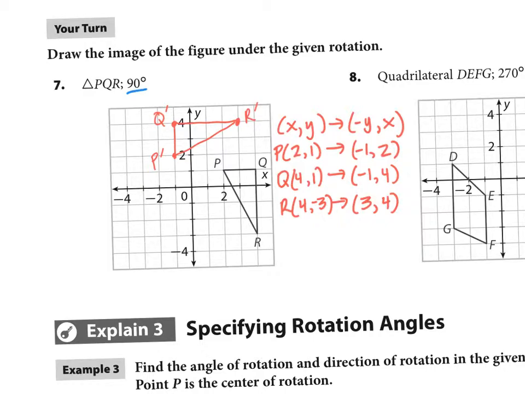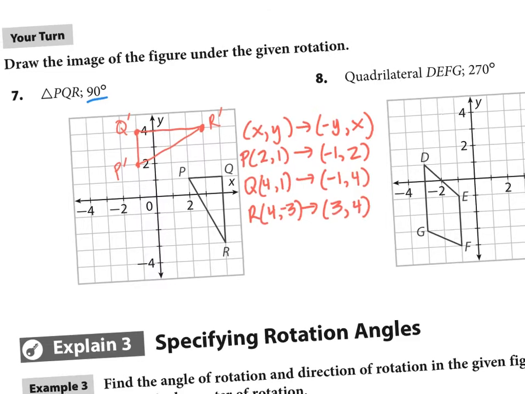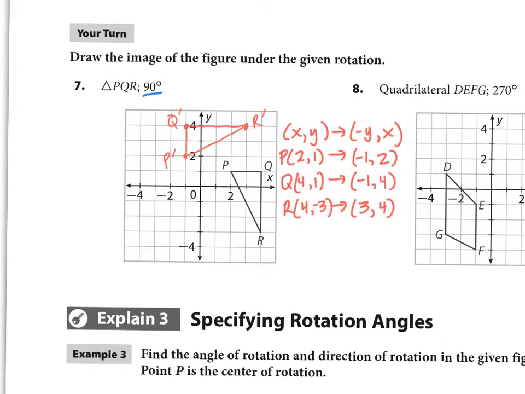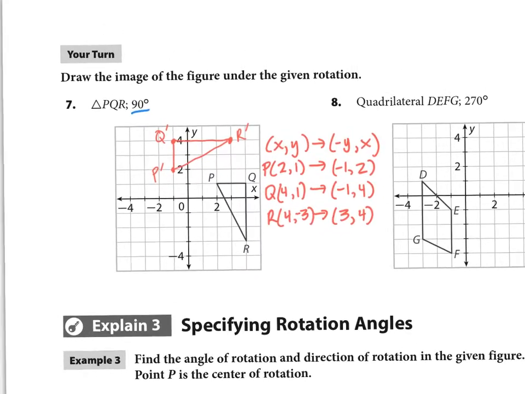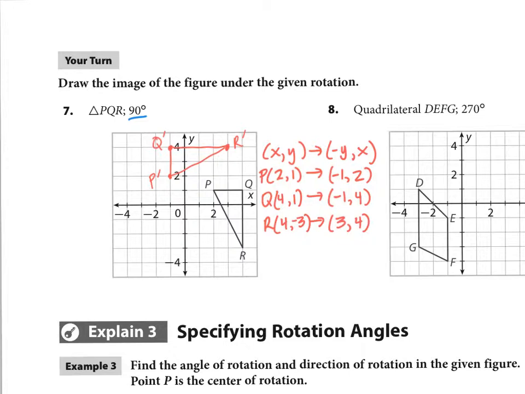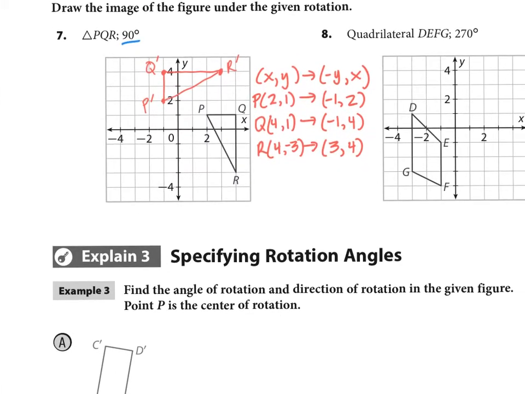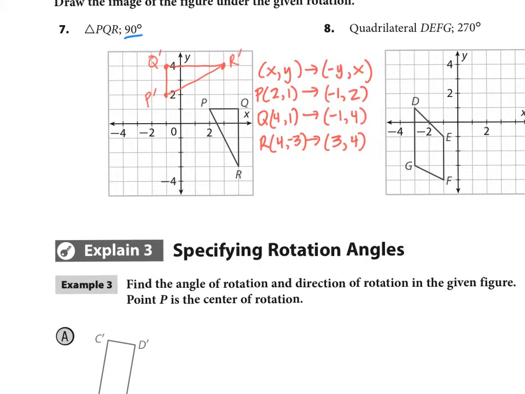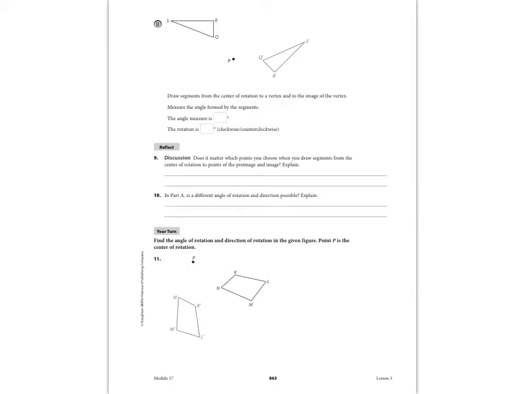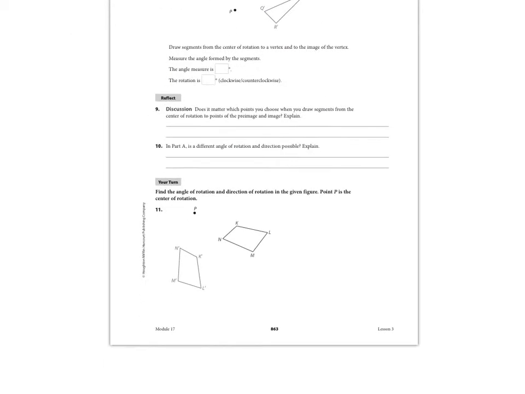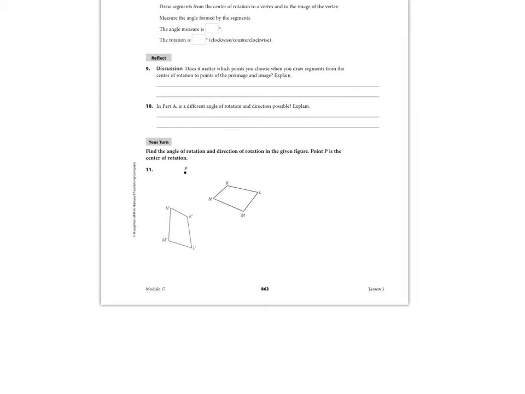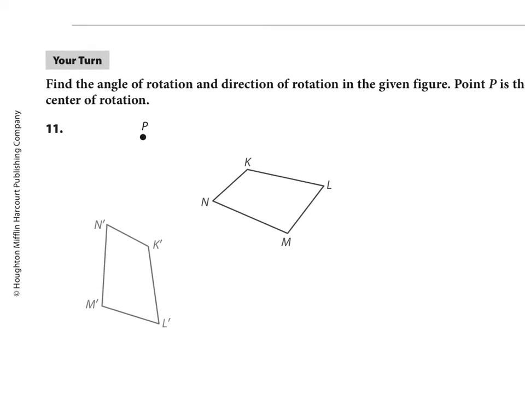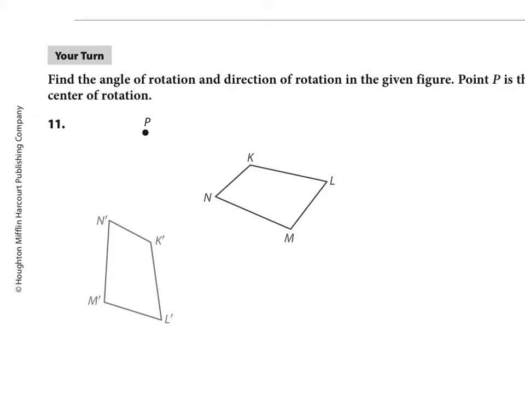Because I have another example for us to do here, I am not going to go through this example on the right, number 8, but it is a good one to try, and you can check with me should you have any questions. Now we're going to be looking at how we find the angle of rotation. On this last your turn, we have the pre-image and the image, and we need to find the angle of rotation.